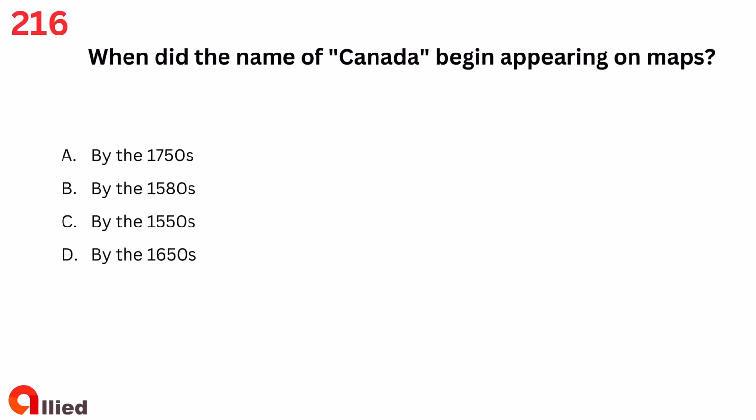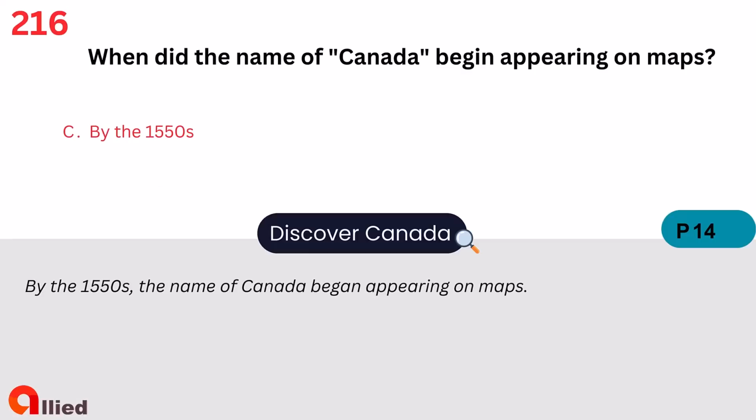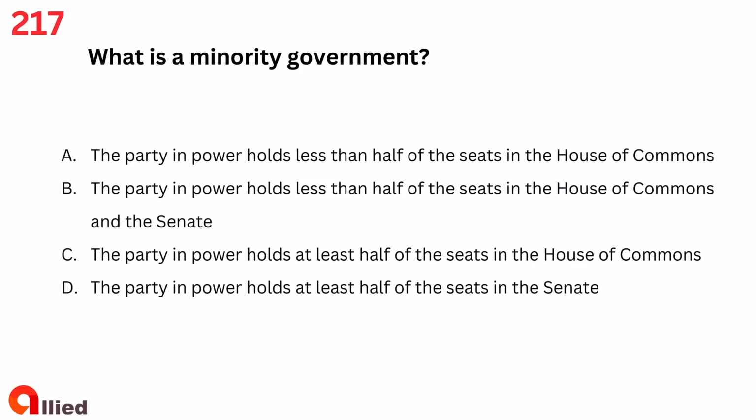Question 216. When did the name of Canada begin appearing on maps? A. By the 1750s. B. By the 1580s. C. By the 1550s. D. By the 1650s. The answer is C. By the 1550s.